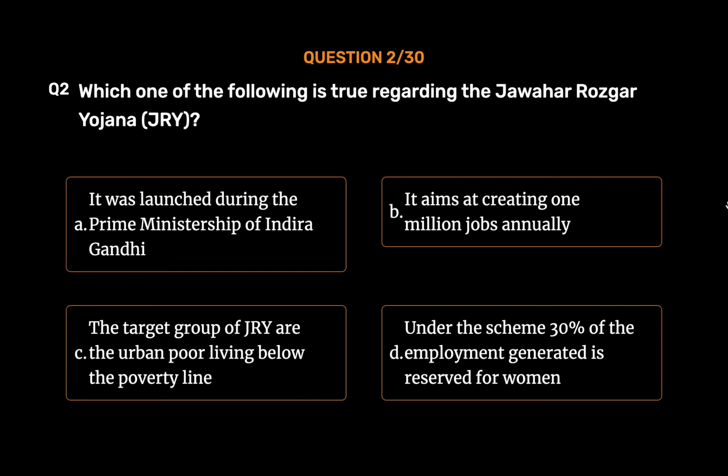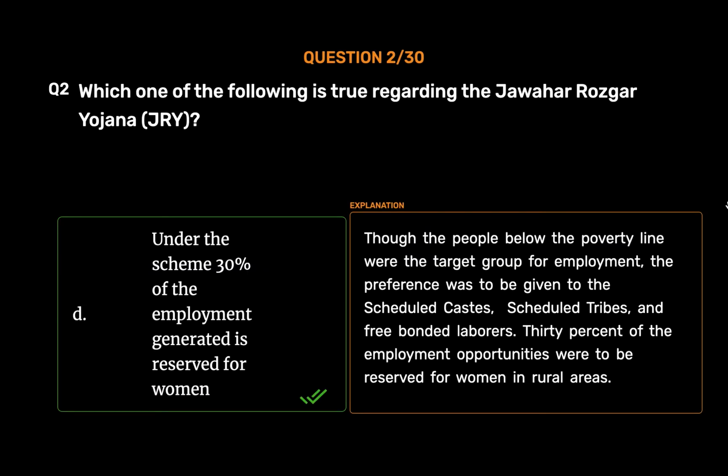The correct answer is Option D. Under the scheme 30% of the employment generated is reserved for women. Though the people below the poverty line were the target group for employment, the preference was to be given to the scheduled castes, scheduled tribes, and free bonded laborers. 30% of the employment opportunities were to be reserved for women in rural areas.